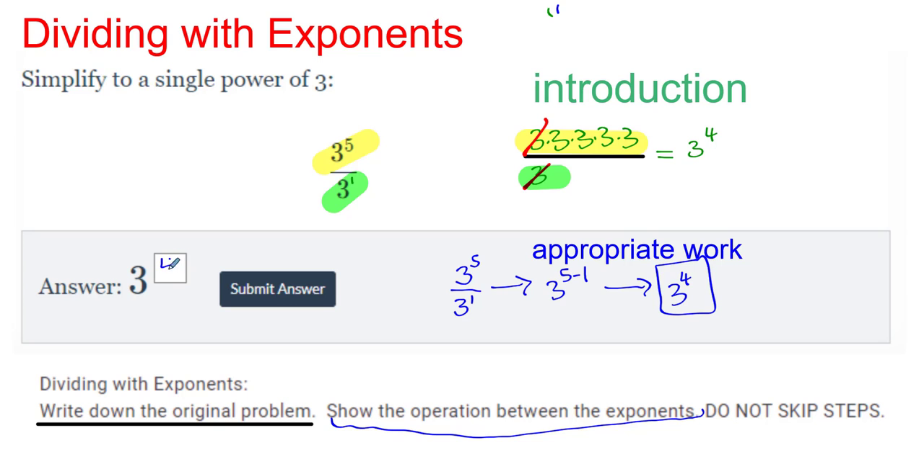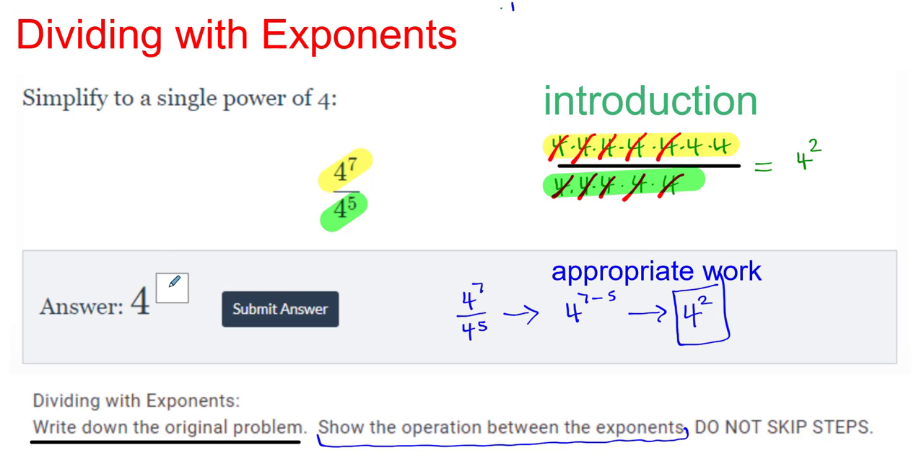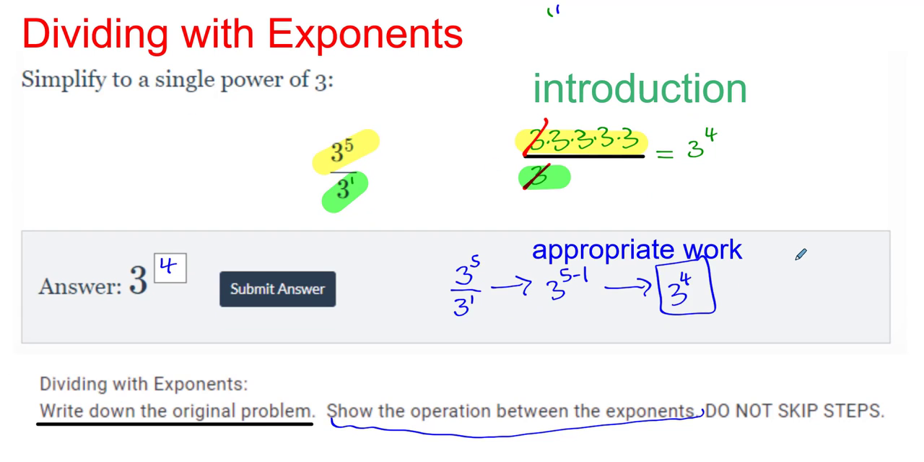Oh, here, I guess I could put that in there. I forgot to put this over here too. All right. Anyways, box your final answers, and that's how you'd show work for dividing with exponents that have a common base.